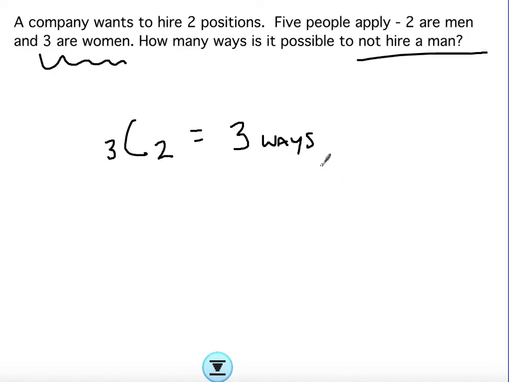Okay, so it seems like a complicated problem. It's just kind of trying to trick you, like they're giving you extra information. So if we're not hiring a man, that means our total is only out of the women. So we only have 3 people to choose from, and we're choosing 2 positions.